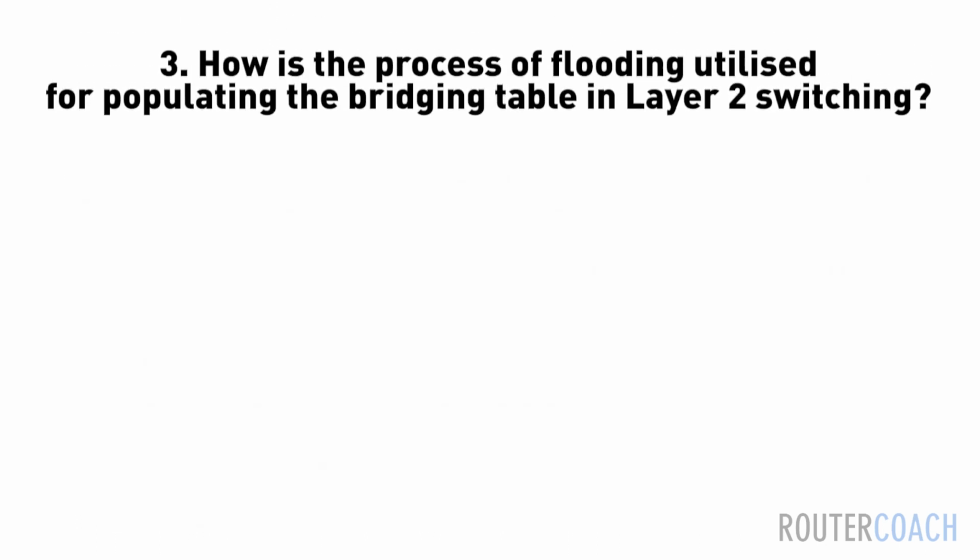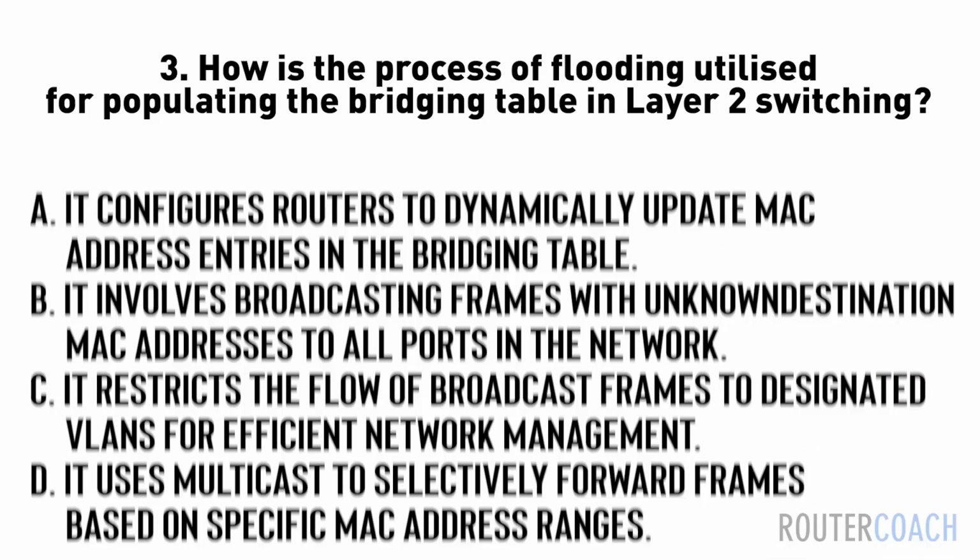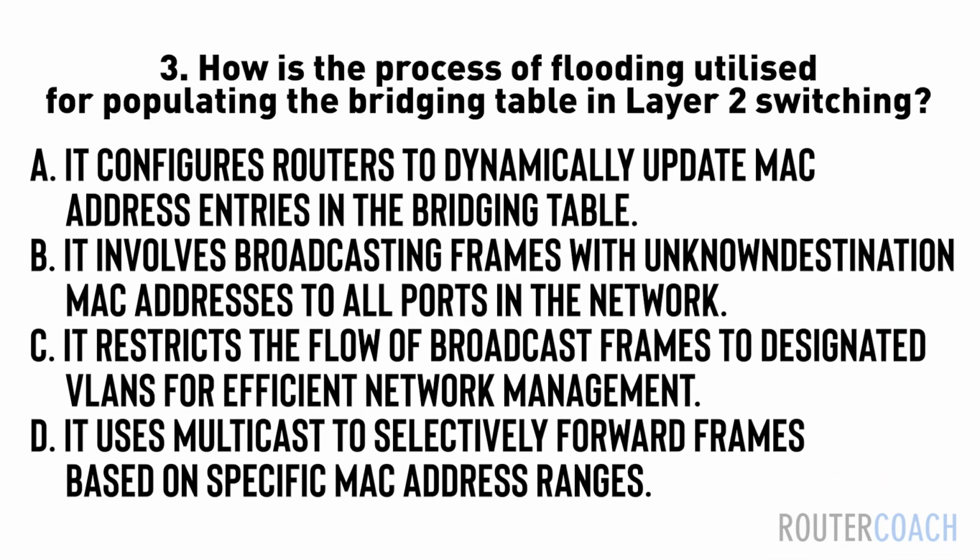Question 3. How is the process of flooding utilized for populating the bridging table in layer 2 switching? A. It configures routers to dynamically update MAC address entries in the bridging table. B. It involves broadcasting frames with unknown destination MAC addresses to all ports in the network. C. It restricts the flow of broadcast frames to designated VLANs for efficient network management. D. It uses multicast to selectively forward frames based on specific MAC address ranges.